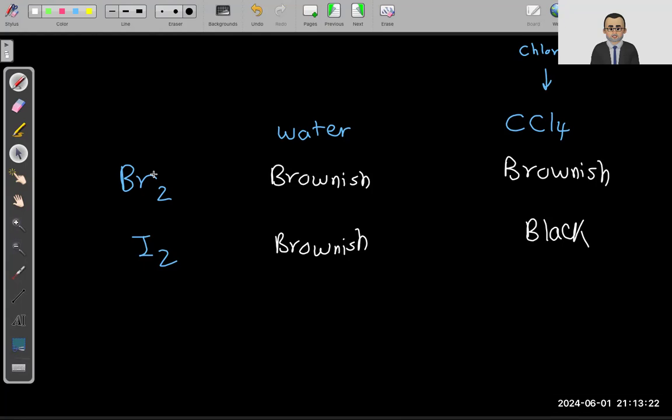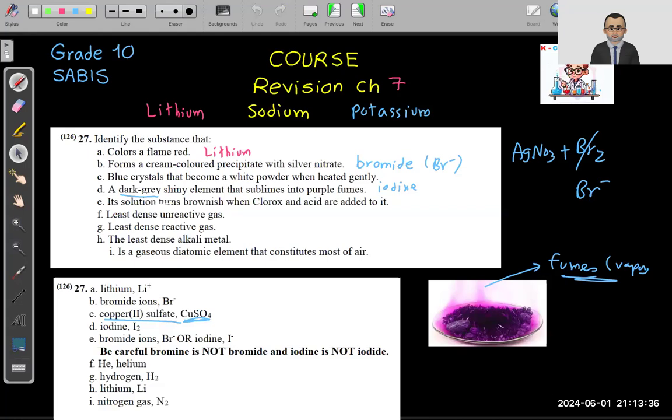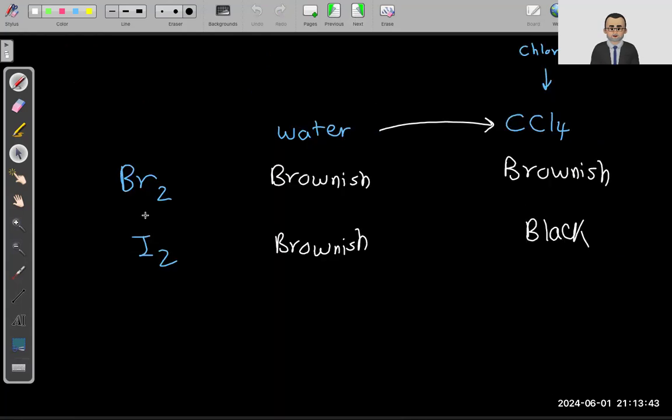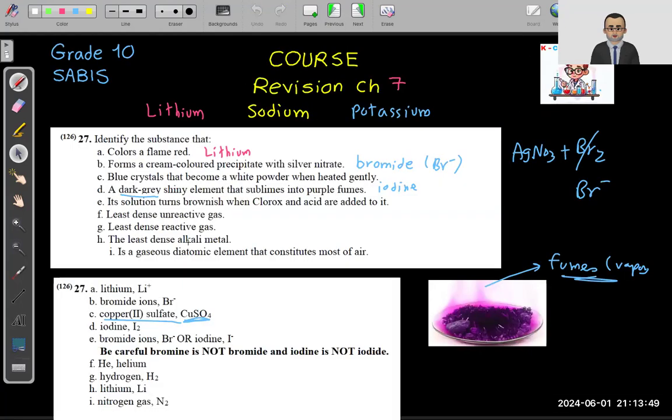These two, if we put them in water, they become brownish. So I cannot differentiate between them. So instead of using water, use what? Carbon tetrachloride. It's called CCl4. So he asked again, what is the solution that turns brownish when Clorox and acid are added? Is it bromine or iodine? It's bromine. So the answer is bromine.